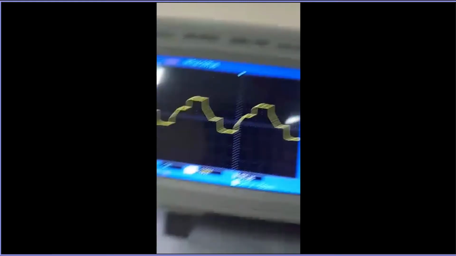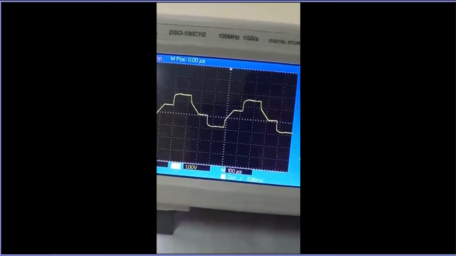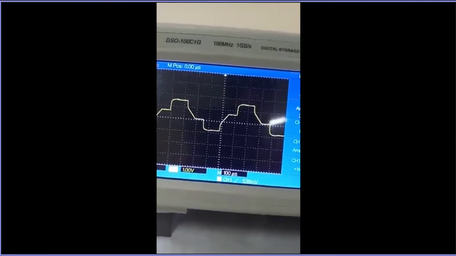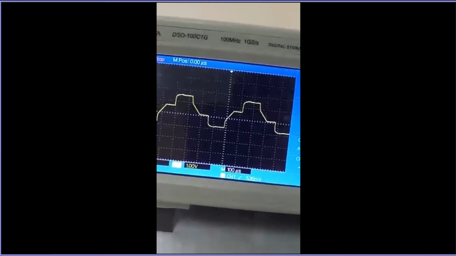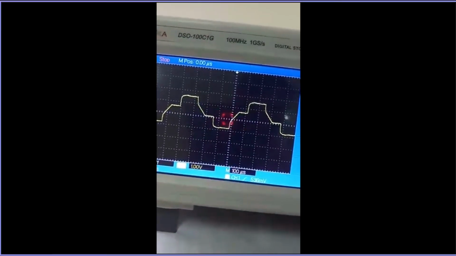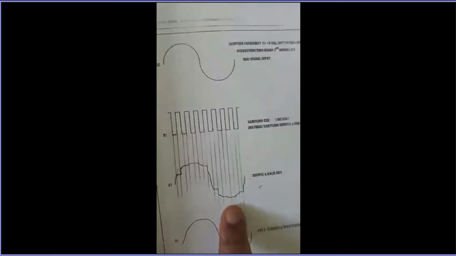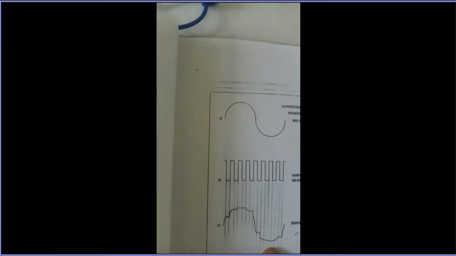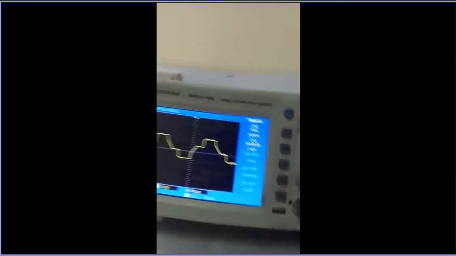I'll show you the output mentioned in the manual also. So this is the output which is given here in the manual for the sample and hold circuit. Right, sample and hold circuit. You can see a similar type of output we are getting here.